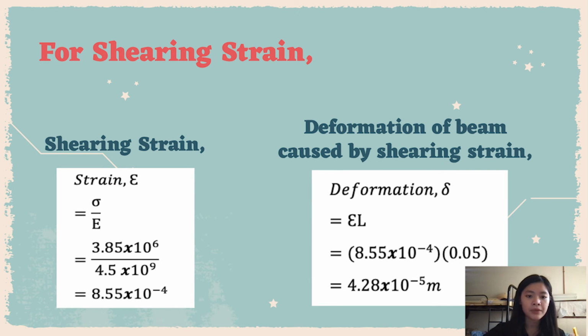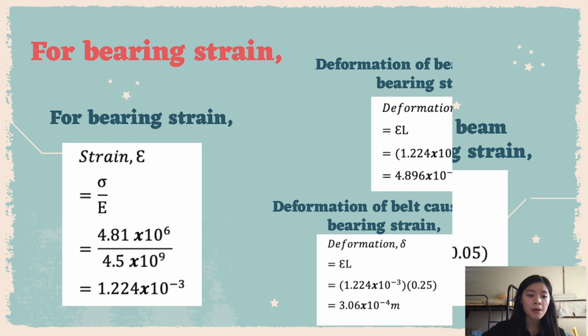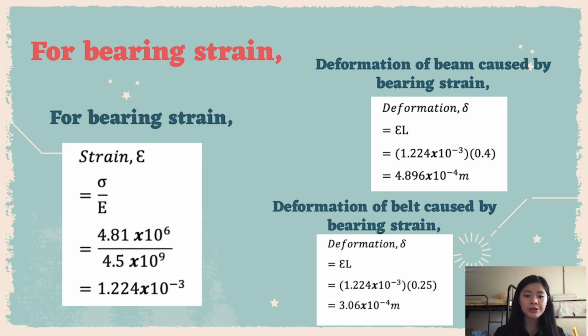Next, shearing strain is calculated the same as the axial strain, using the stress over the modulus of elasticity, and is obtained as 8.55 multiplied by 10 to the power of 94, while the deformation of the beam caused by the shearing strain is calculated using the shearing strain multiplied by the diameter of the beam, which is 0.05 meter, and is calculated as 4.28 multiplied by 10 to the power of 95 meter. Moving on to the bearing strain, we are going to use the bearing stress over the modulus of elasticity, and is obtained as 1.224 multiplied by 10 to the power of -3.